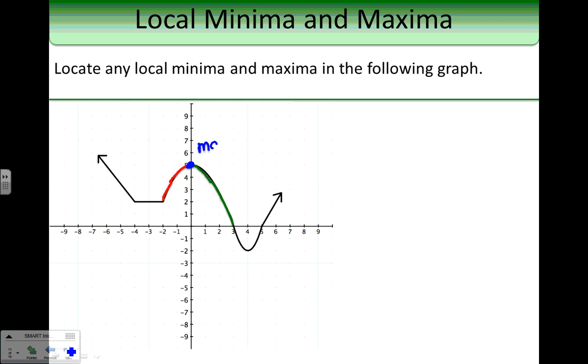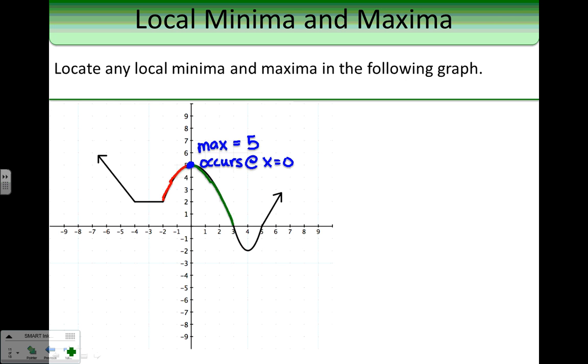So the max is at 5, because that's the y value. That's how high it reaches. It reaches 5, and it occurs at x equals 0. So the maximum value is 5, and it occurs when x is 0.